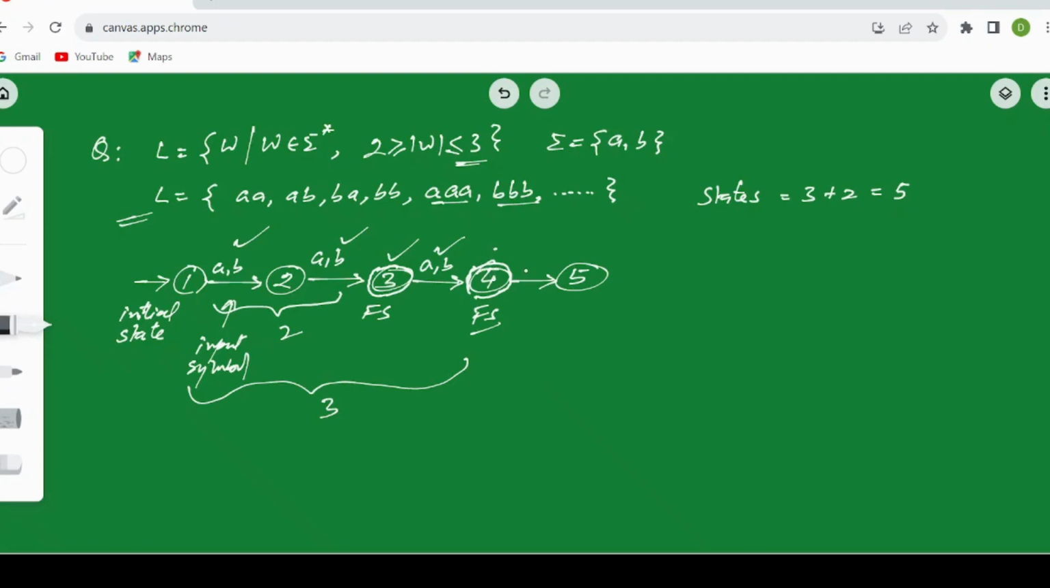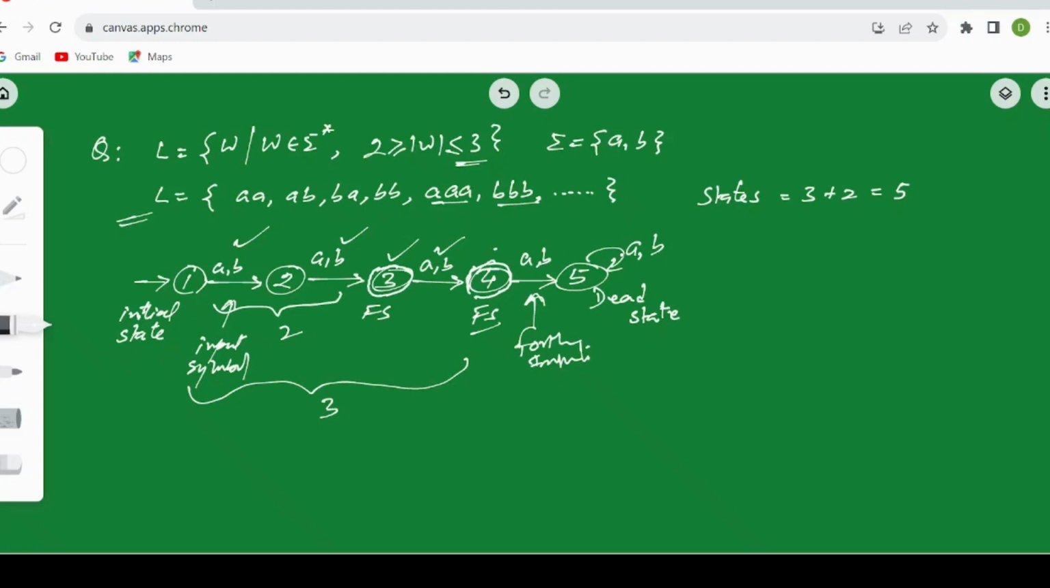If there is further input, that is the fourth input, after the first input, second input and third input, that fourth input symbol, those strings are to be rejected. Therefore, we are directing them to the dead state. So this is the automaton which is accepting the strings of length 2 as well as length 3 over the alphabet sigma equal to A, B.